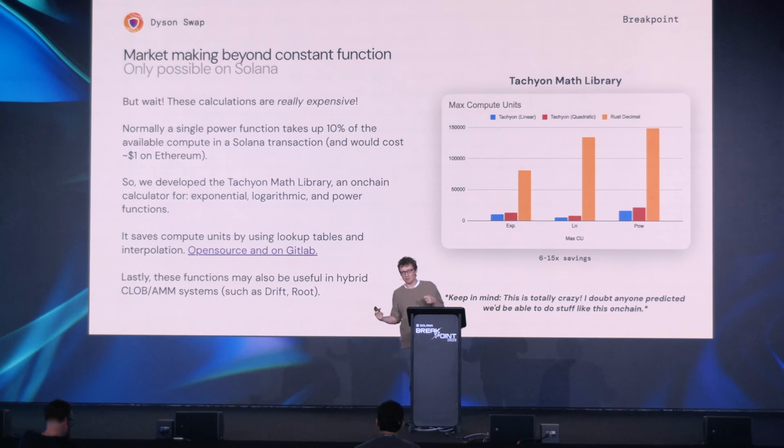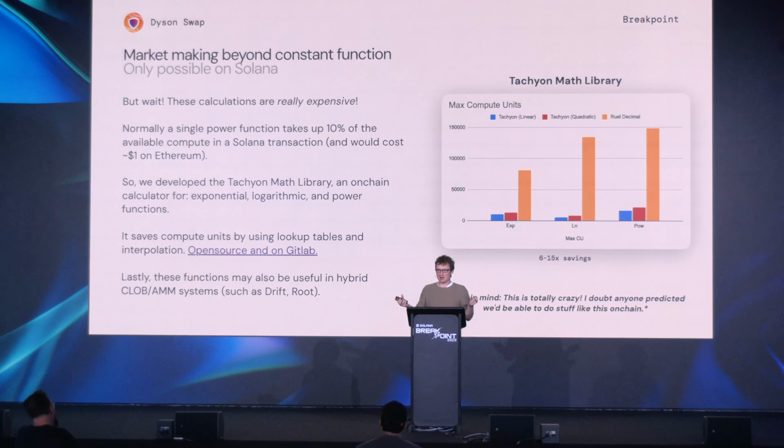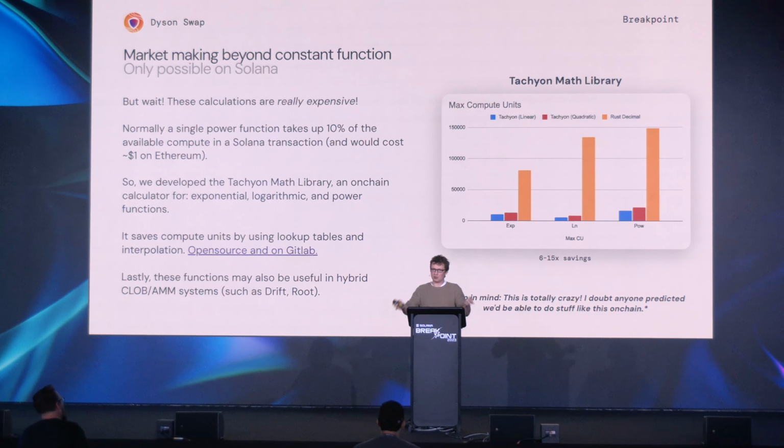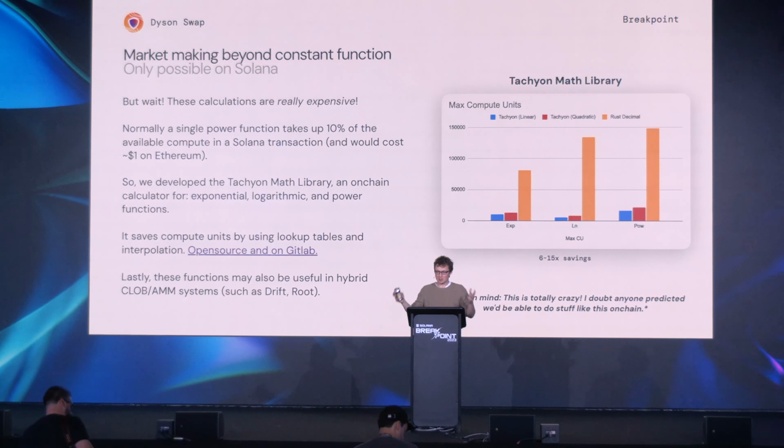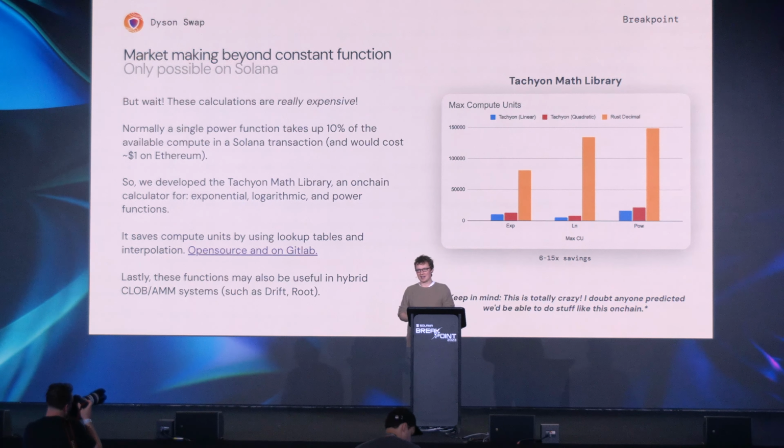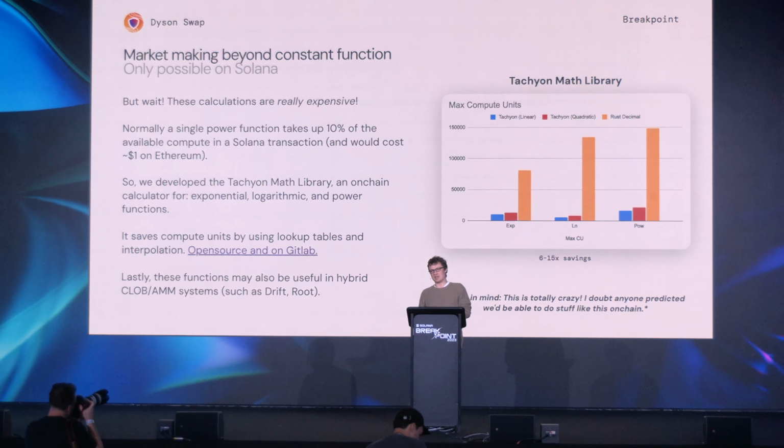How does it do that? Well, what you do is you calculate hundreds of thousands of values for these functions, you upload them on chain, and then you do interpolation. So it's pretty cool, it's very accurate. I suggest everybody check it out. It can also be used for things aside from market making. So if you have some expensive algorithms you're trying to run on chain, I'm happy to help anybody get set up with it. It's open source.